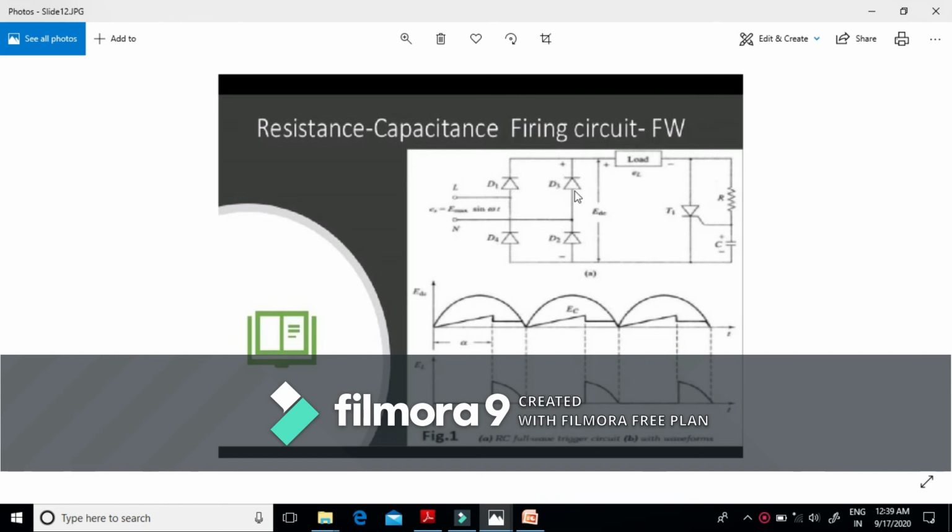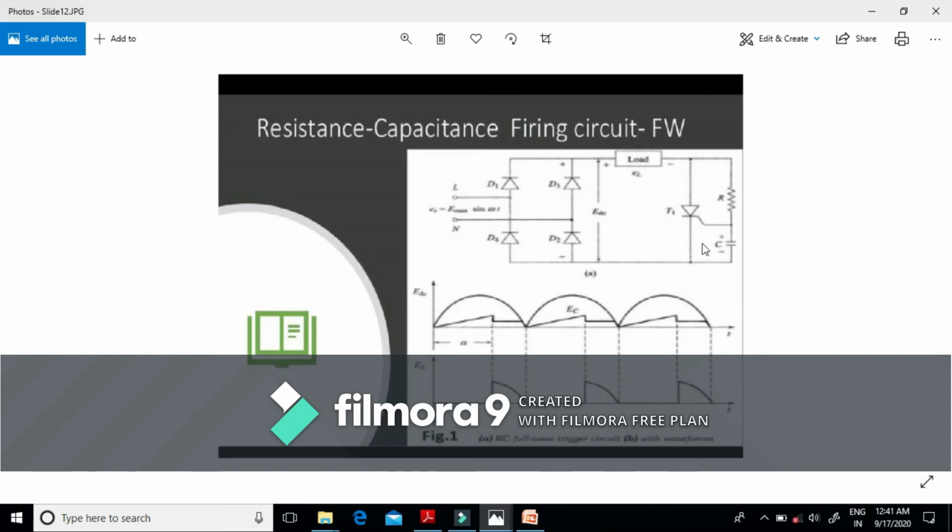Resistance capacitance firing circuit for the full wave. Here we have incorporated a diode bridge. In this circuit, the initial voltage from which the capacitor charges is almost zero. Charging of the capacitor takes place through resistance R, and this charging rate depends upon the time constant RC. When the voltage across this capacitor becomes equal to VGT, conduction of the SCR takes place.